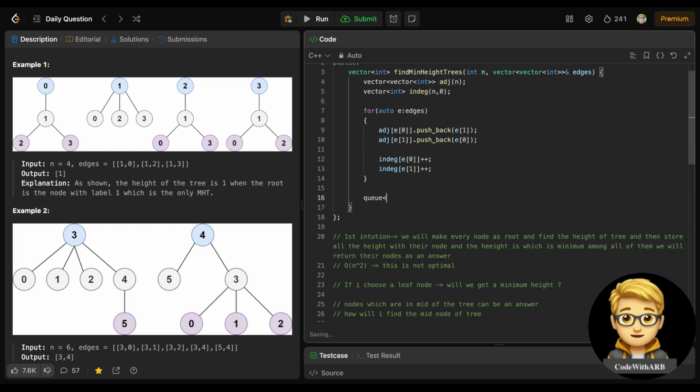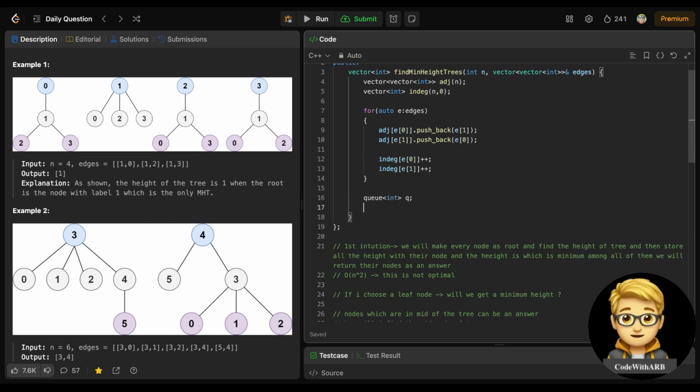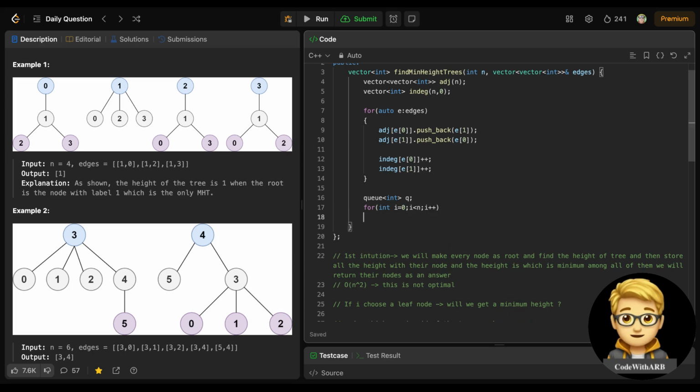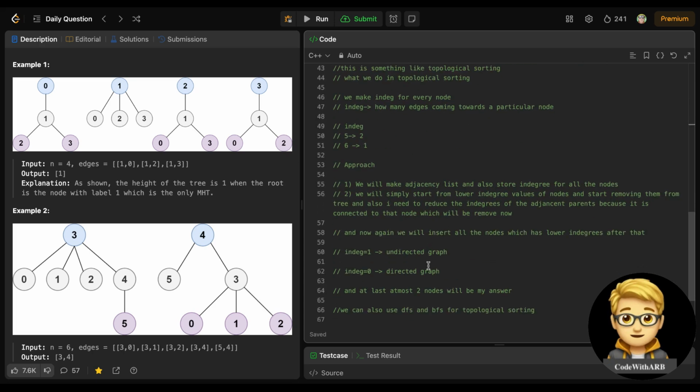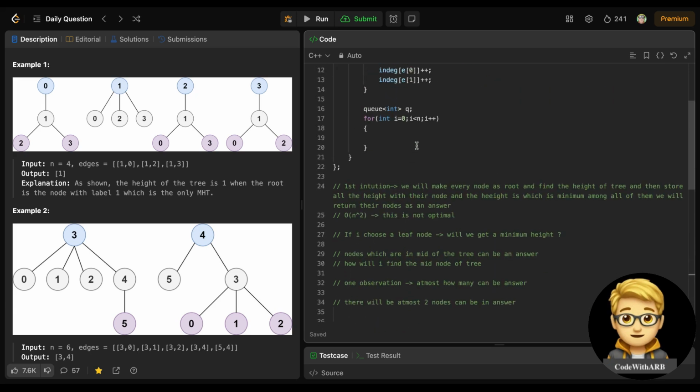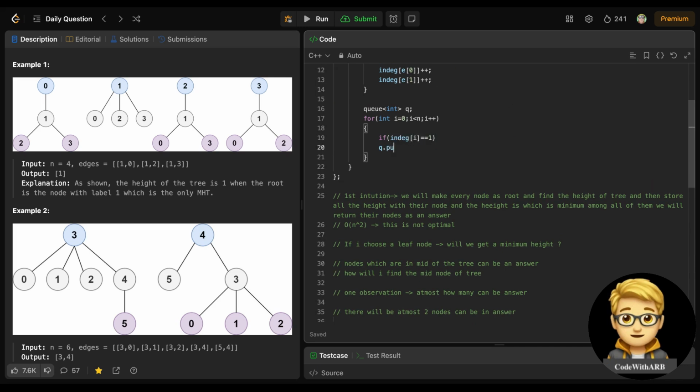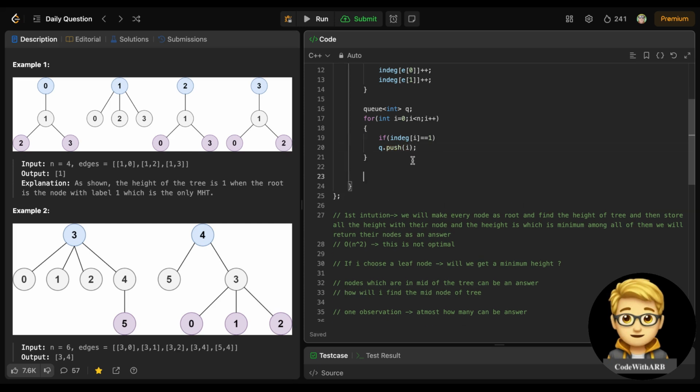What will we insert? We will insert the nodes in the queue, right? So I need to iterate over all nodes. What will be the starting point? The starting point will be the nodes with the lowest in-degree, so that will be 1. So I need to push all the nodes whose current in-degree is 1. Now I will iterate over this queue.